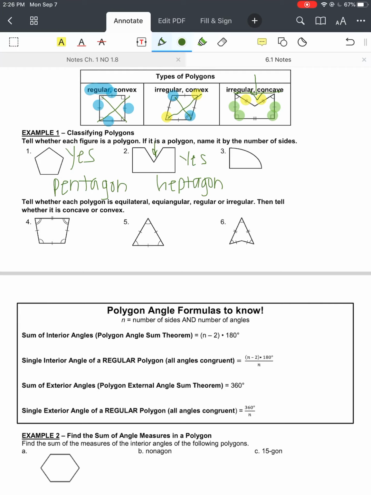Then number 3, is this a polygon? Remember, our sides have to be line segments. Hopefully you see here, definitely not a line segment. That's a curve. So we cannot have curves in polygons. So no, this is not a polygon.